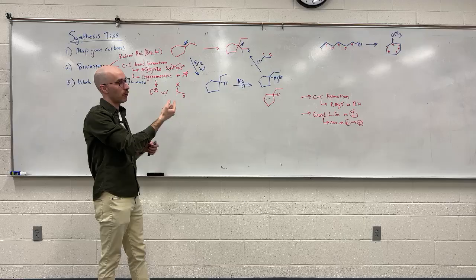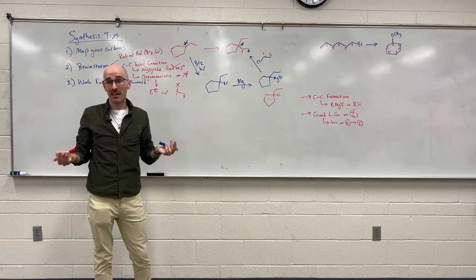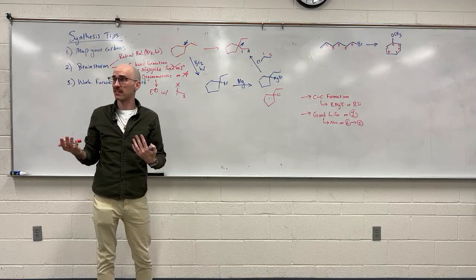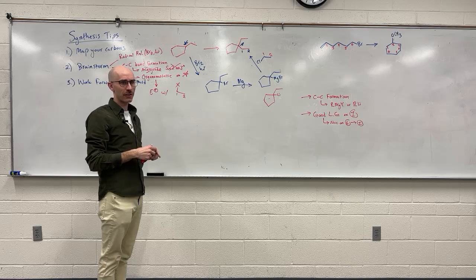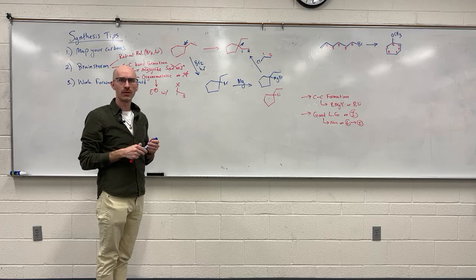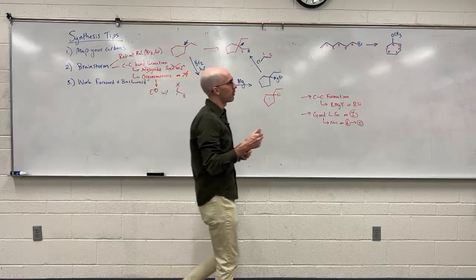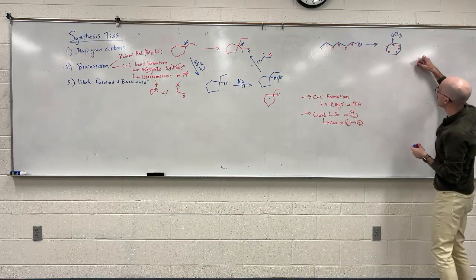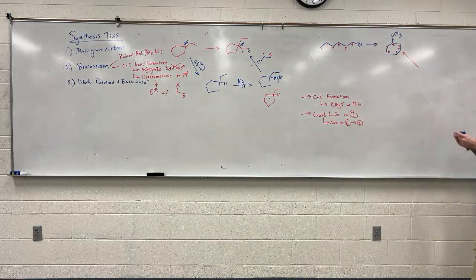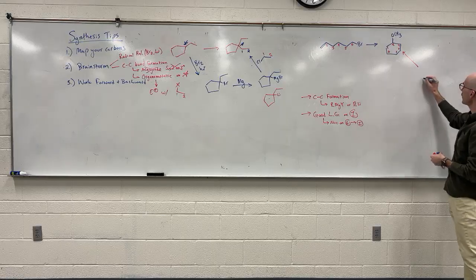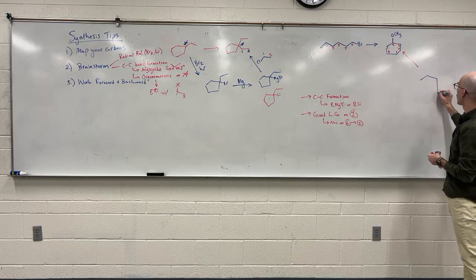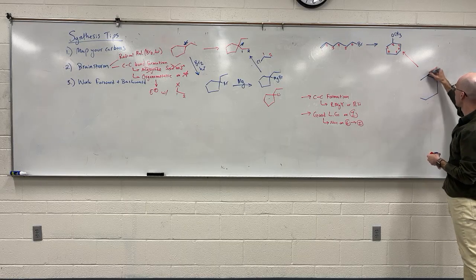If 6 can attack 1, or to be honest, if 1 can attack 6, and I have an ether already on carbon 2, I'm killing 2 birds with 1 stone. So what would this need to look like beforehand? I'm going to draw this already in the conformation that it's in.